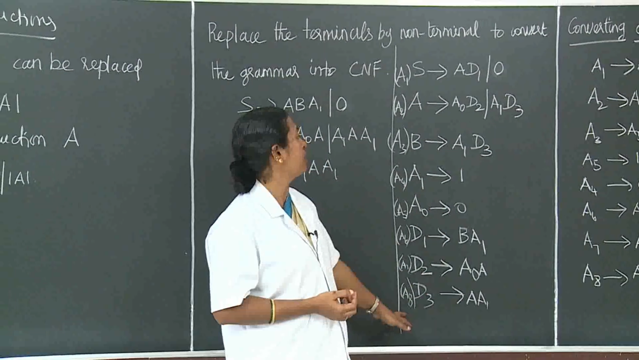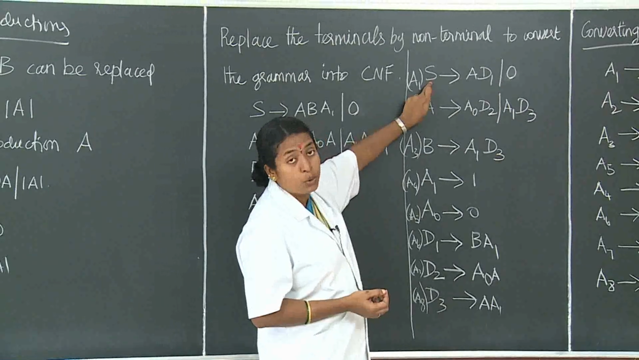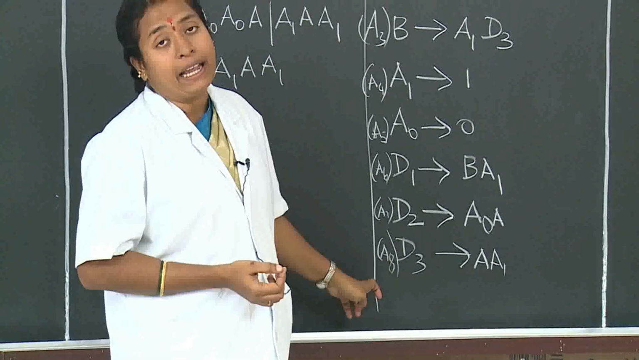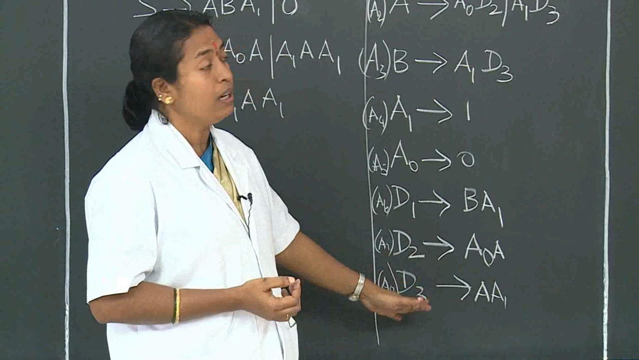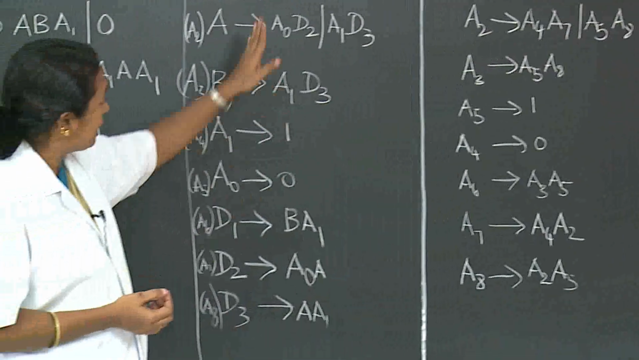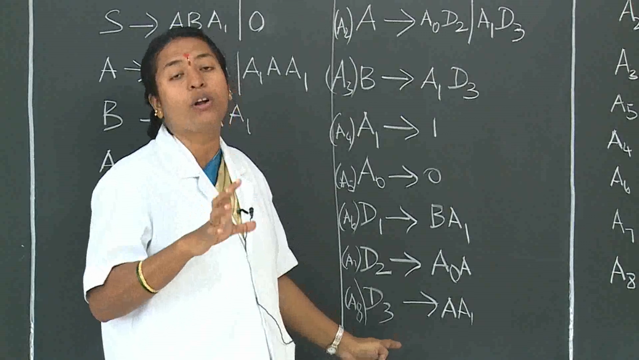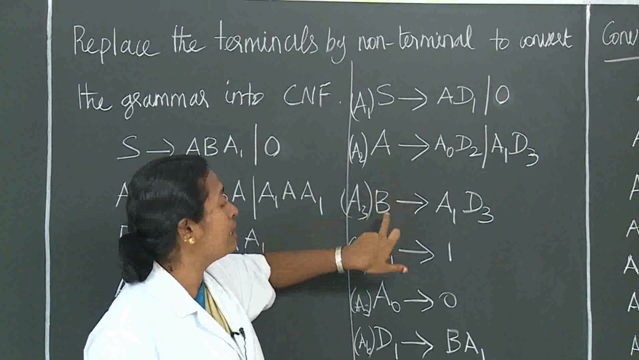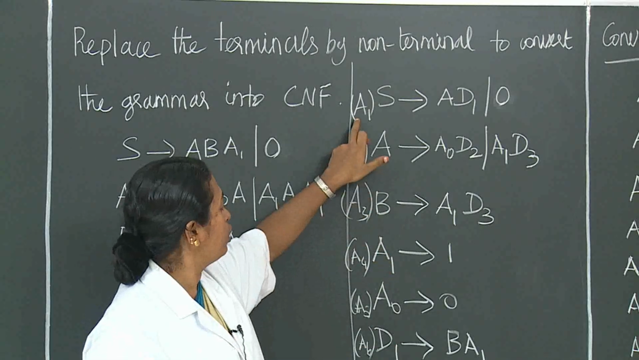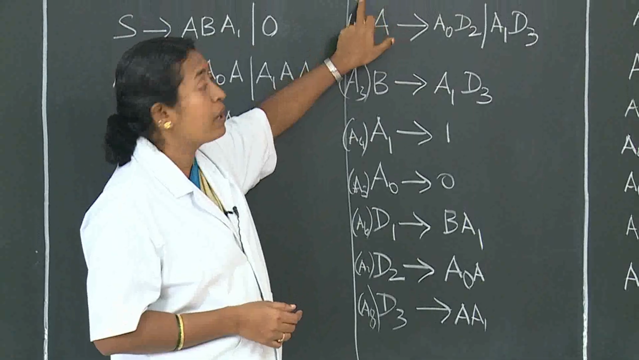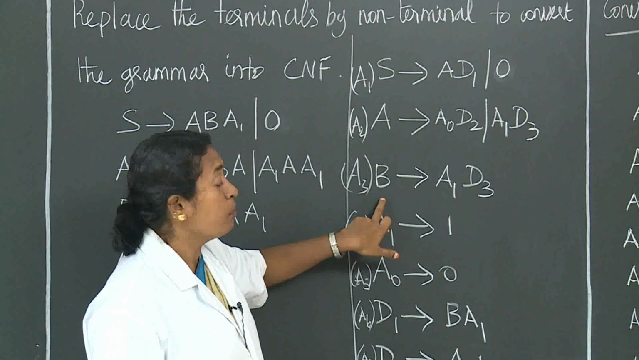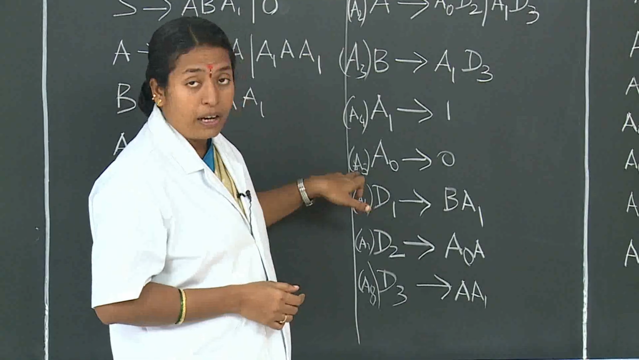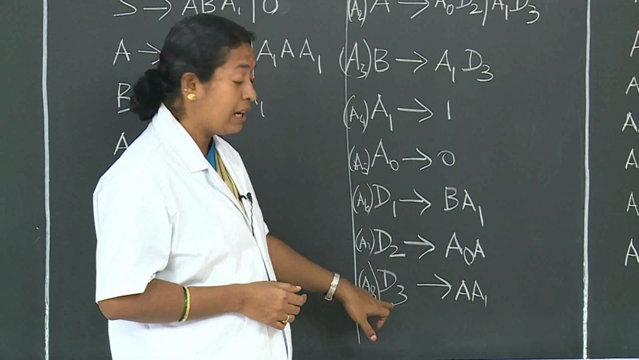After this, what am I going to do? I am going to substitute each non-terminal with A1 to A8 to convert the CNF into the GNF. Up to this, the grammar is in the format of CNF. Now we want to convert the CNF into GNF. For that purpose, we are replacing all the non-terminals with A1 to A8. S is replaced by A1, A is replaced by A2, B is replaced by A3, A1 is replaced by A4, A0 by A5, D1 by A6, D2 by A7 and D3 by A8.